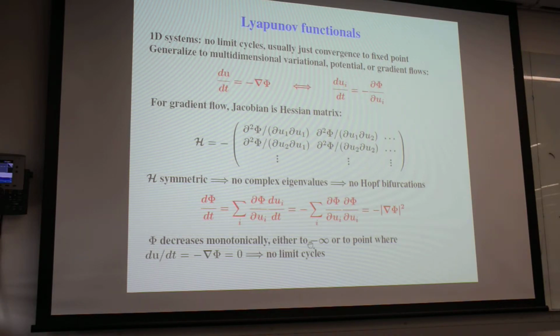The phi decreases monotonically either to minus infinity or to a point where the gradient is 0, a minimum, a bowl, and there are no limit cycles. So you might wonder, we saw that there are not merely Hopf bifurcations that create limit cycles. There are other ways to create limit cycles as well. And how could you prove that a system has no limit cycles? That seems, you have to know all of its solutions. Well, in fact, if the system is of that form, then it has no limit cycles. So if your algebra shows you that, you do not have to find all the possible trajectories and show that none of them are limit cycles.